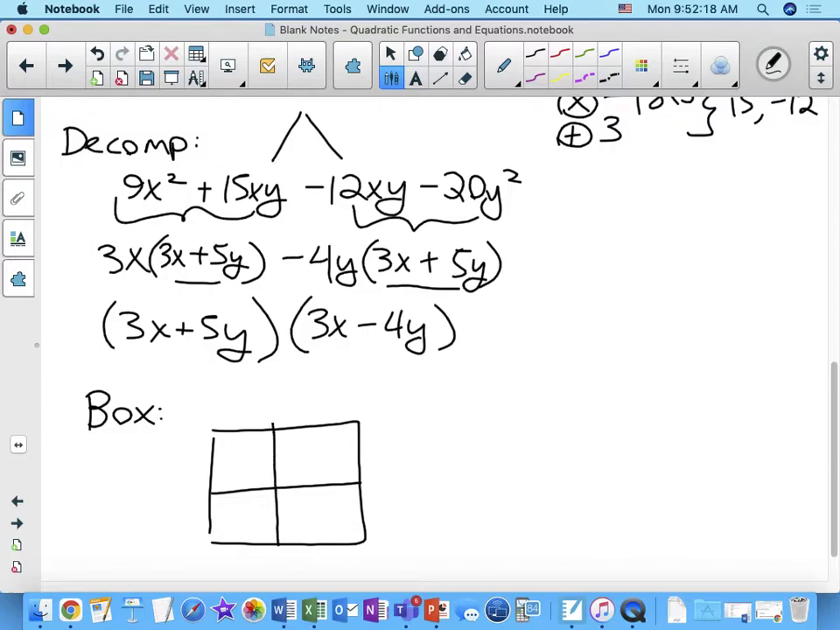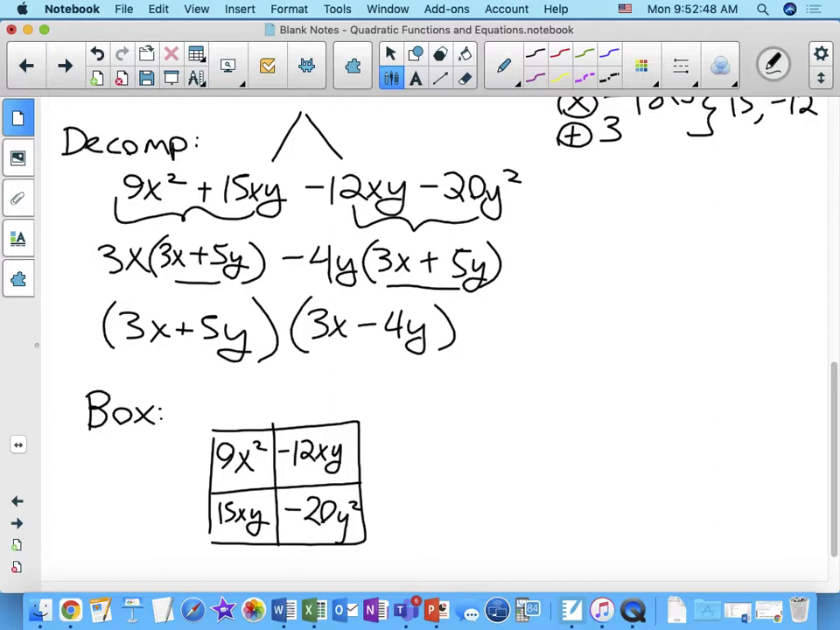So here's the box. The first term goes over here, 9x squared. The last term goes over here, minus 20y squared. Okay? And then those two terms, the 15xy and the minus 12xy, go here and here. And it doesn't matter which order you put them in. Okay? So maybe I'll put the minus 12xy here and the 15xy here.